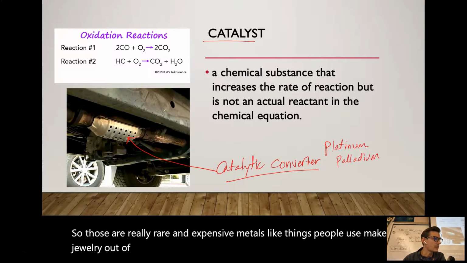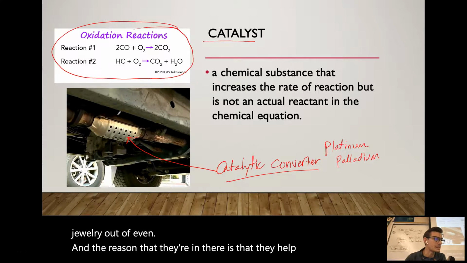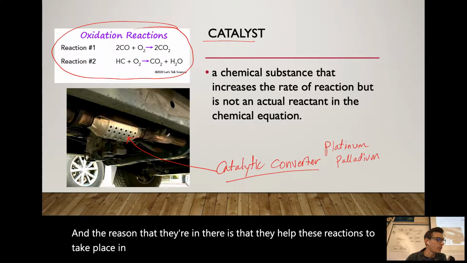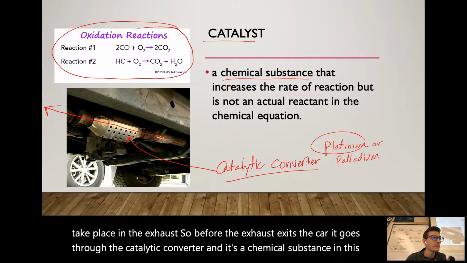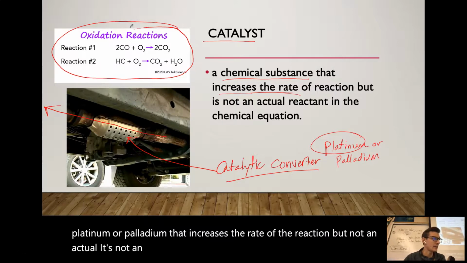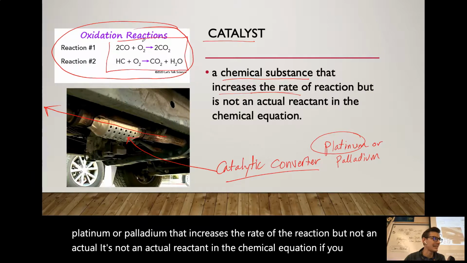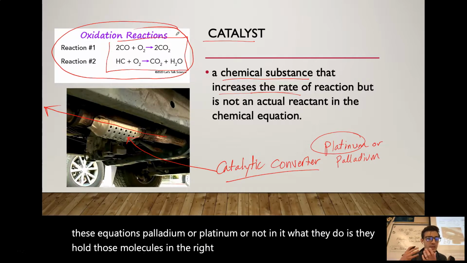The reason that they're in there is that they help these reactions take place in the exhaust. So before the exhaust exits the car, it goes through the catalytic converter, and it's a chemical substance, in this case platinum or palladium, that increases the rate of the reaction, but it's not an actual reactant in the chemical equation. If you look in these equations, palladium and platinum are not in it. What they do is they hold those molecules in the right spot in order to increase the rate of reaction.